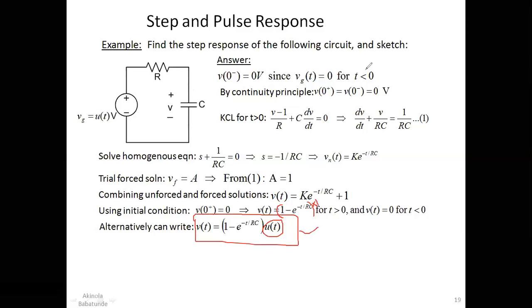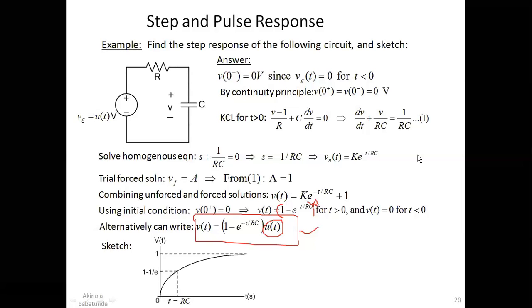Again, if you want to sketch that, this is what it's going to look like for all the values of t greater than 0. You start with t equal to 0. When t is equal to 0, v of t has to be equal to 0, and that is why it's starting at the origin.